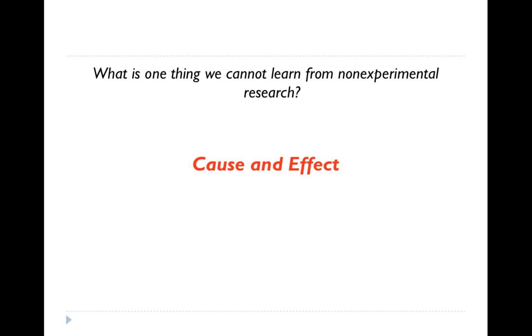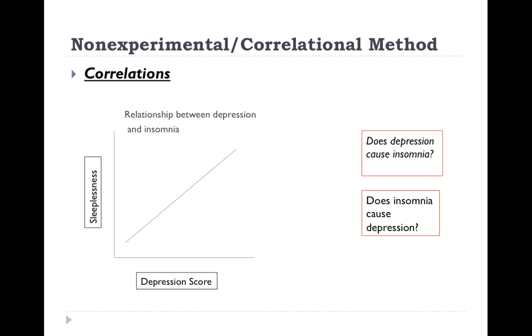So we can never infer causality. We don't know which one caused what. So it's kind of the chicken and the egg question. To answer the question of what's the cause and what's the effect, we do need to conduct an experiment.